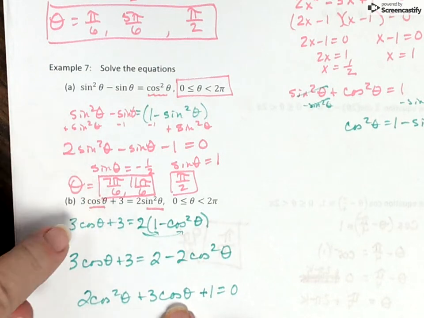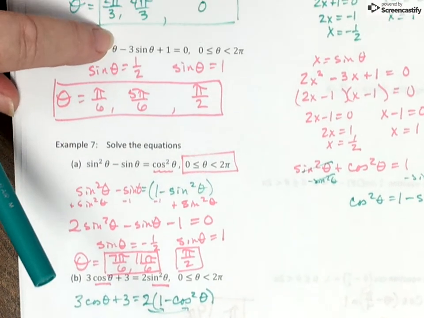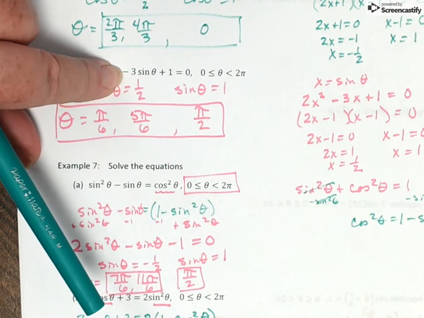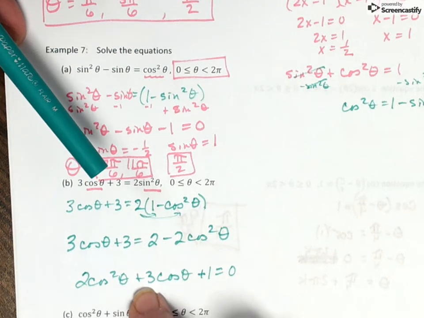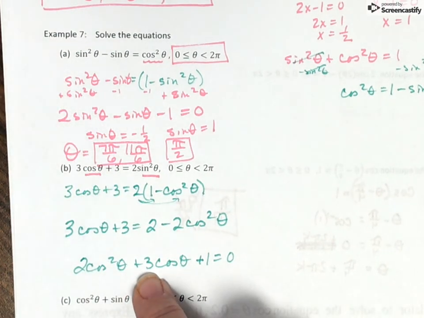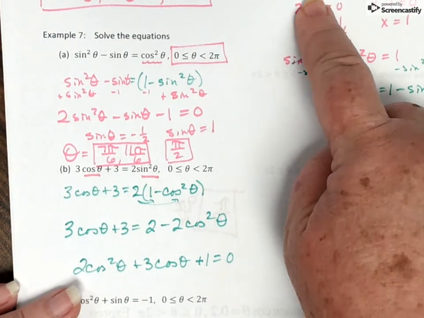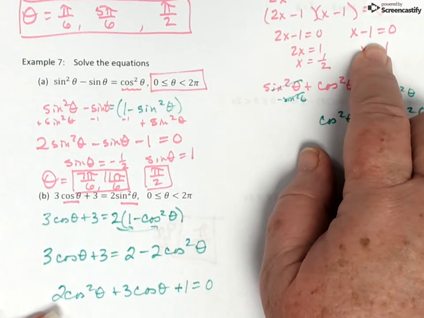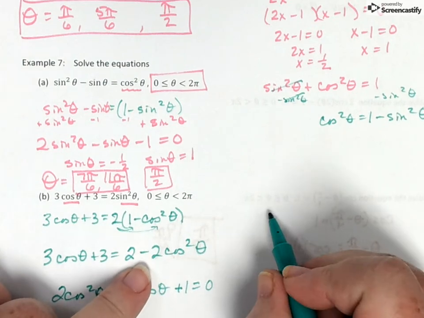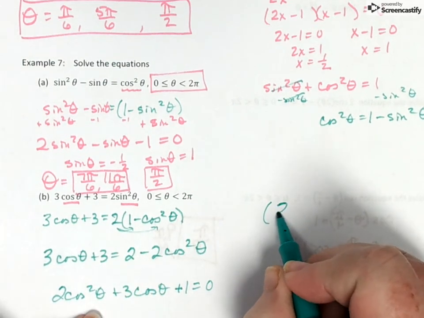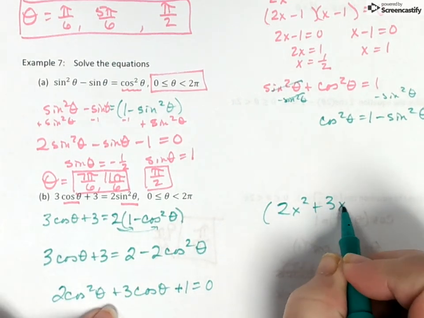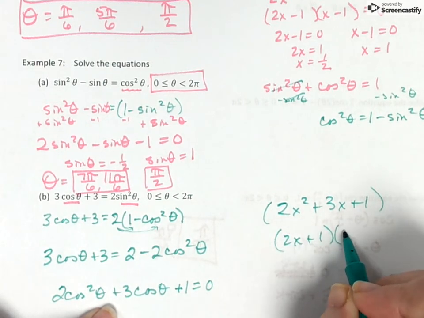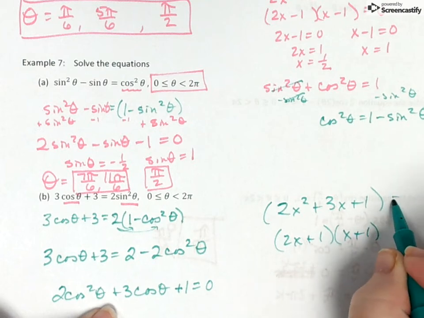Do you notice that this problem now and this problem are almost identical? The only difference is the plus sign there. The minus sign there, and now it's a plus sign. So this one's going to factor as 2x plus 1 and x plus 1. So I'm going to go ahead and write that out since it's a little different. 2x squared plus 3x plus 1 factors to 2x plus 1 times x plus 1.